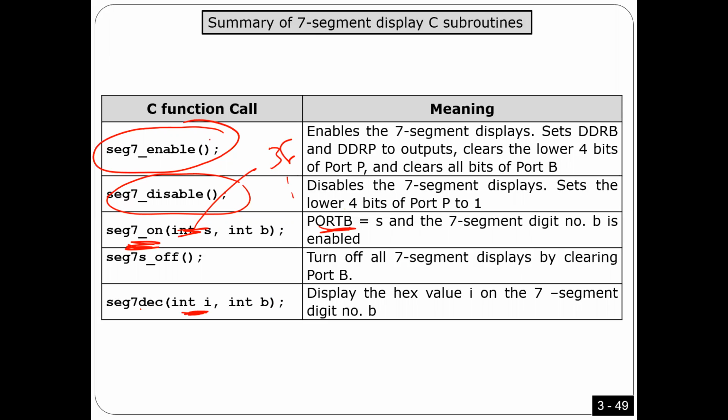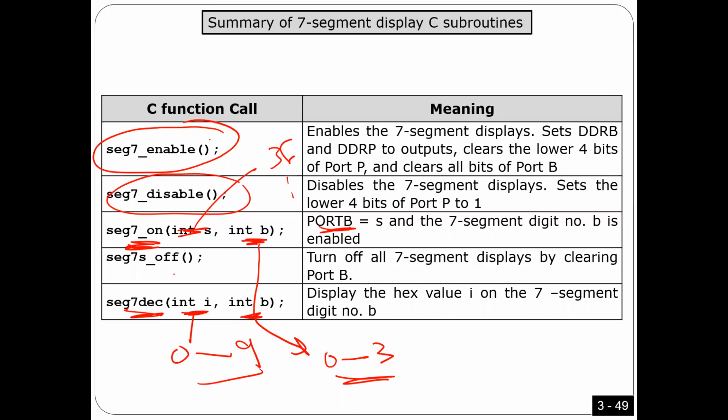This other one here, just give me the number from 0 to 9. Don't give me the code, because this number is going to be converted internally, right? In both cases, you have to tell me which display. So the number you put here should be between 0 and 3. You have to tell me which display, right?